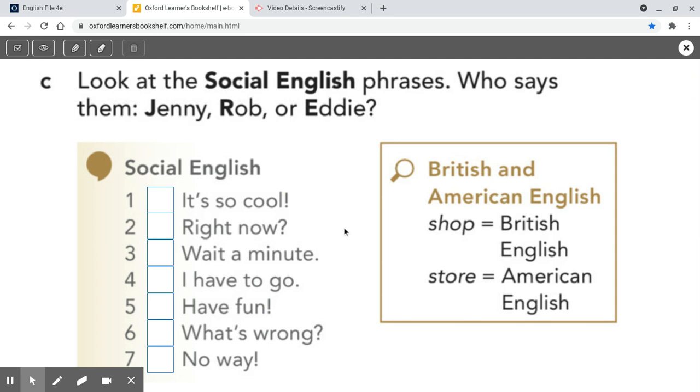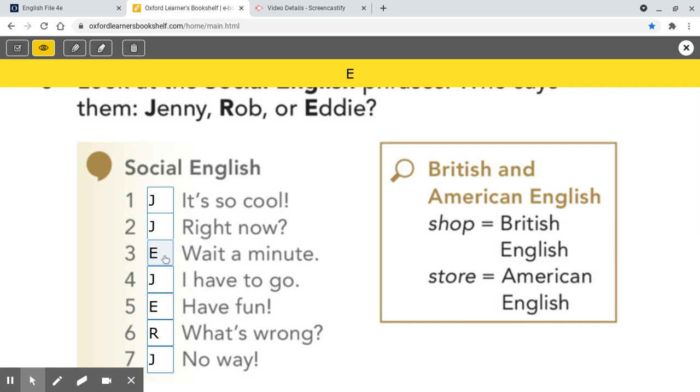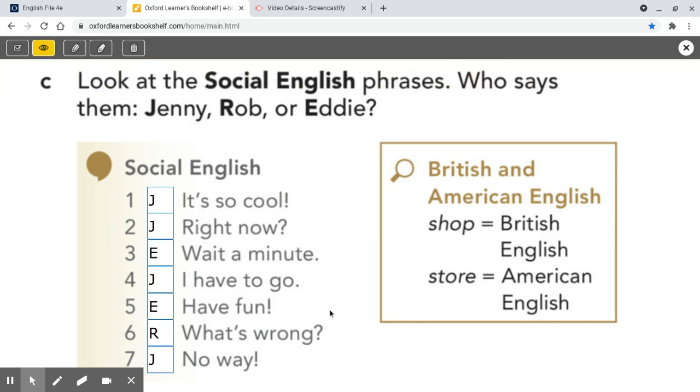Okay. Again, I'm going to put up the answers to this one in 5, 4, 3, 2, 1. There we go. Wait a minute. Have fun. Okay. We say shop. Americans say store.